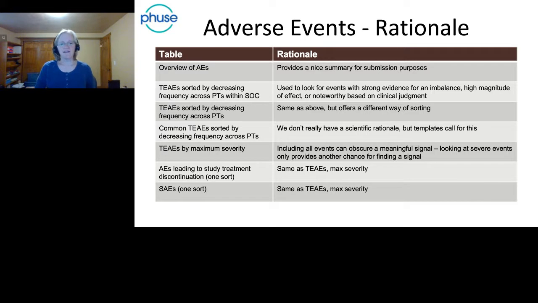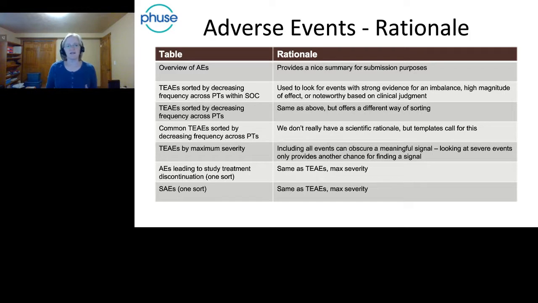A common TEAE table or figure actually doesn't have much of a purpose, to be honest. If I owned the templates of individual study reports and submission documents, I would get rid of that section altogether, right? We really don't care as much about what events are common. We care more about events that have strong evidence for an imbalance with placebo, right? So if you have a headache at 20% of patients and placebo is at 20% of patients, why are we even talking about it? Or why do we highlight that, right?